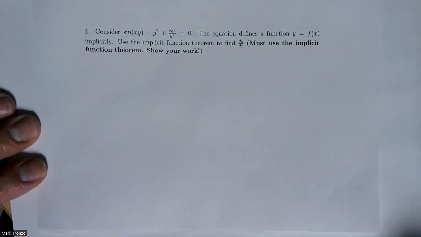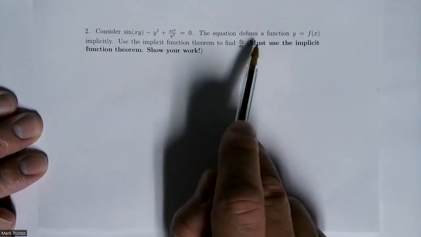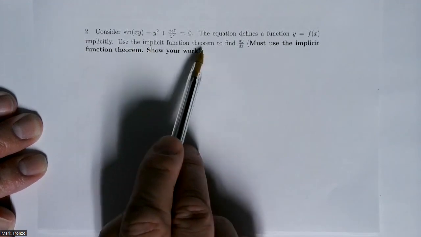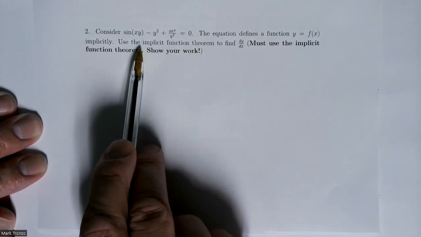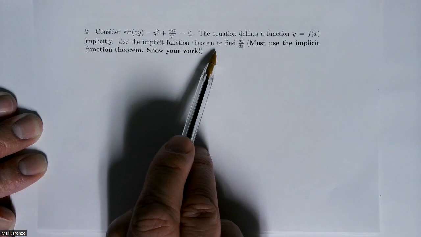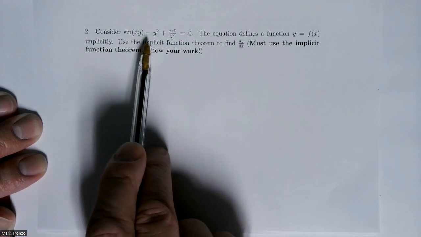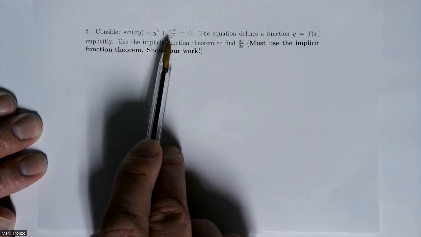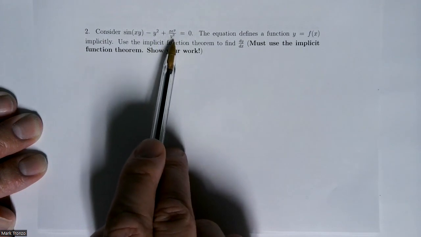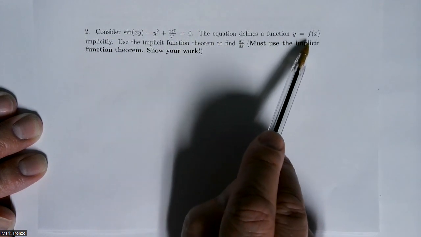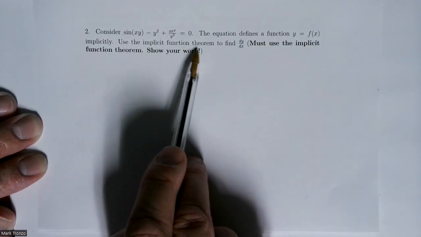Here we're going to go over this one problem on the implicit function theorem. Excuse me, the implicit function theorem, I should say. This is a problem on the implicit function theorem. Again, we have this problem here: sine xy minus y squared plus x e to the y over y squared is 0. And so this defines y as a function of x, and we use the implicit function theorem to find dy/dx.